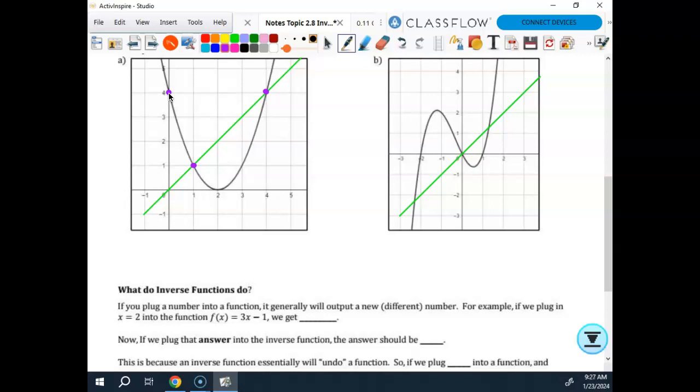If this is at 0, 4, then I would be at 4, 0, right? Just switch x and y. I probably shouldn't have put a point there because then it might get confusing, so let me take that off. Another good point I see is 2, 0. So 2, 0 would now be where? 0, 2. Then I also have this point at 3, 1. That would now be at 1, 3.